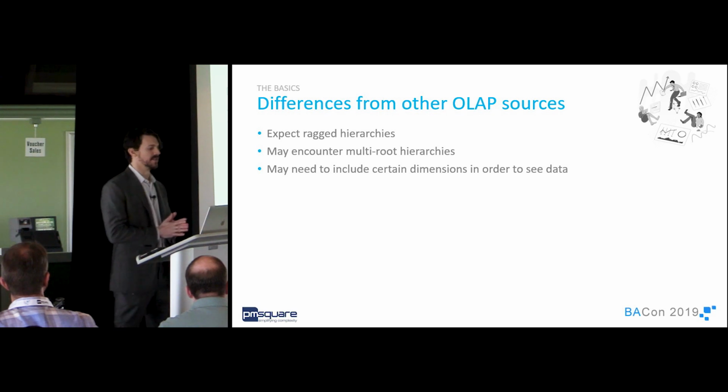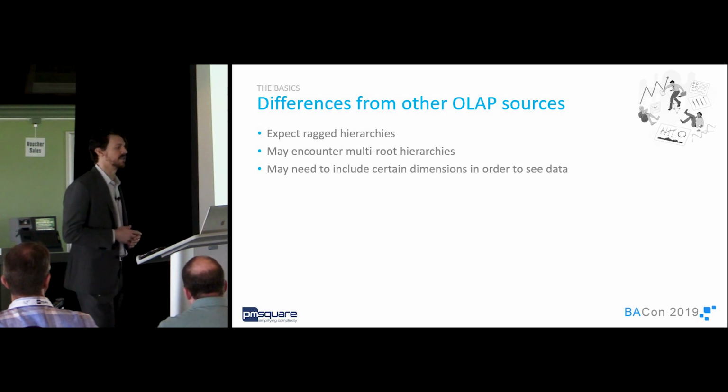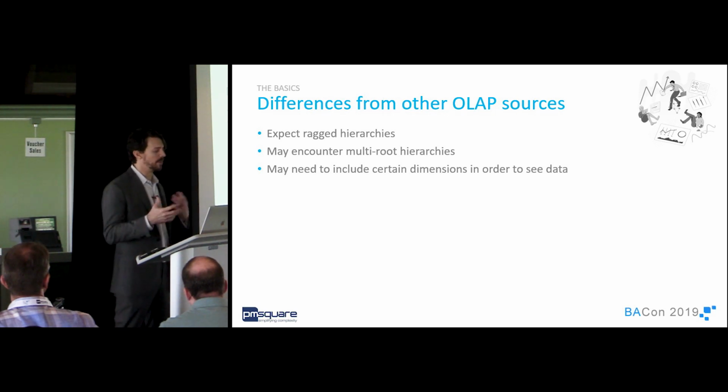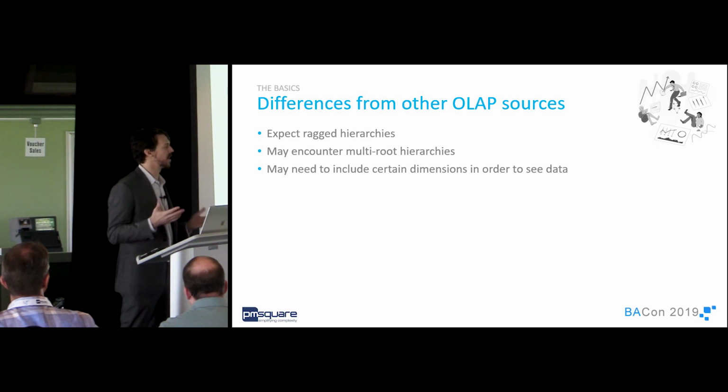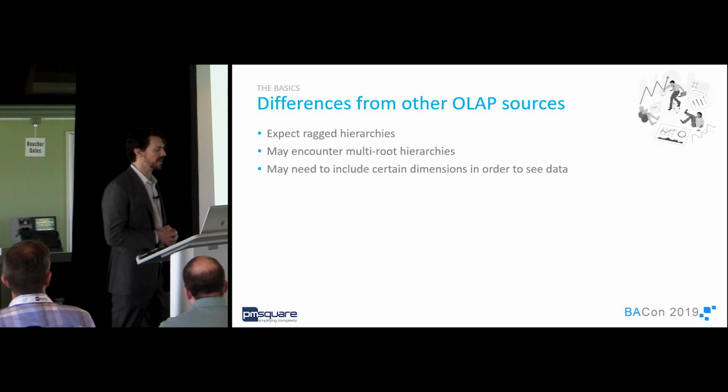Okay, let's talk about some differences from other OLAP sources. So if you've previously built reports on, let's say, a Cognos Power Cube, or SQL Server Analysis Services, or a Cognos DMR model, you probably have some expectations in terms of how things are going to work. And a lot of things are very similar. You have the same dimensional functions available to you, but there are some things that are kind of different and could throw you.